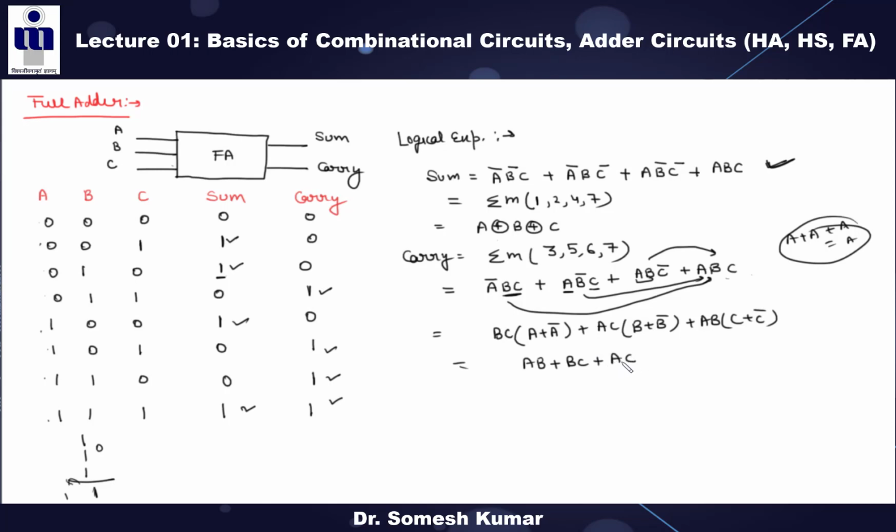We can also write it in other forms. These are alternative forms of the carry: AB plus C times (A XOR B). Can I write it like this? Please see and tell me. If we take AB common from these statements and the last statement, and from the first two I take C common, what is inside?